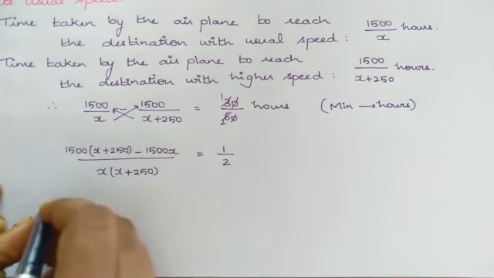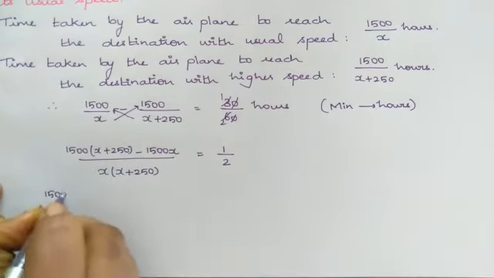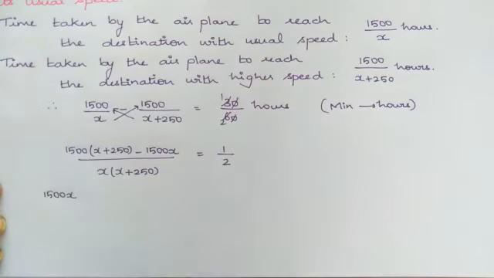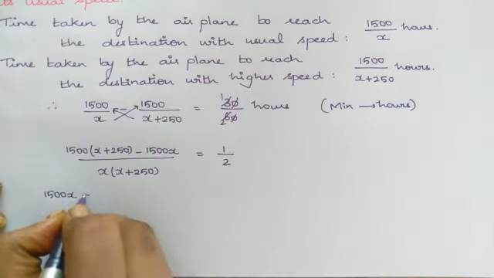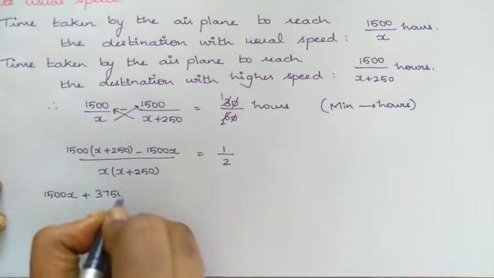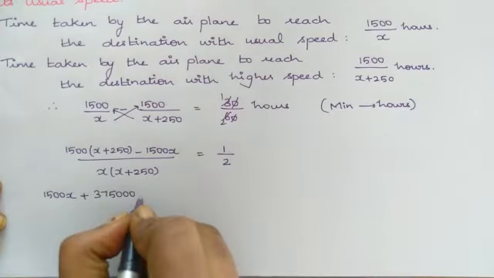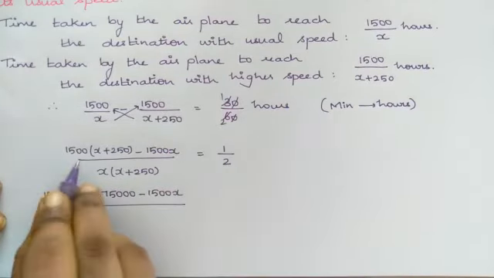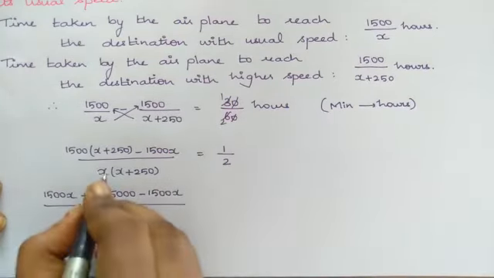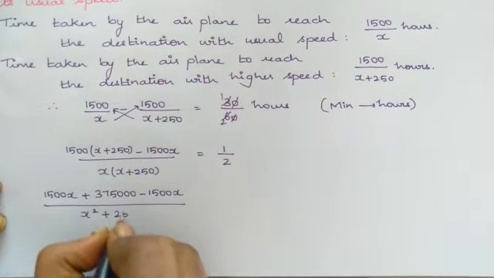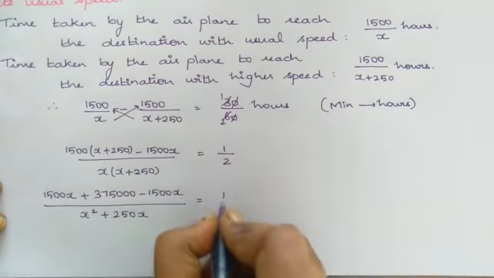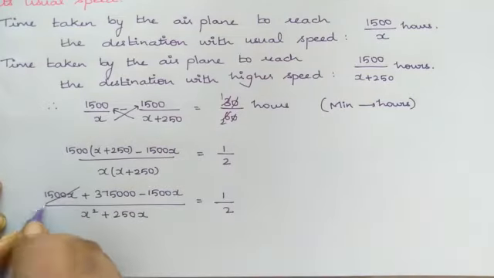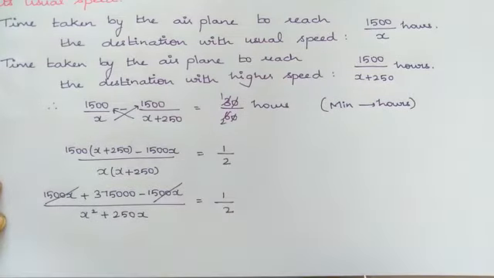1500 into x. So this is going to be 1500x. Now 1500 into 250. 15 into 25 is 375 and 3 zeros. So this will be plus 375 followed by 3 zeros, minus 1500x by x into x square, x into 250, 250x, which is equal to 1 by 2. Now plus 1500x and minus 1500x gets cancelled.